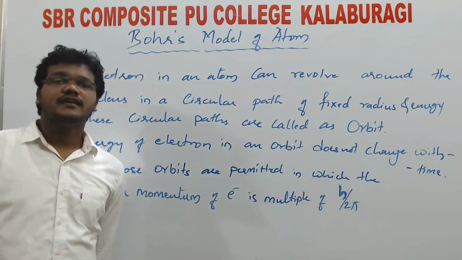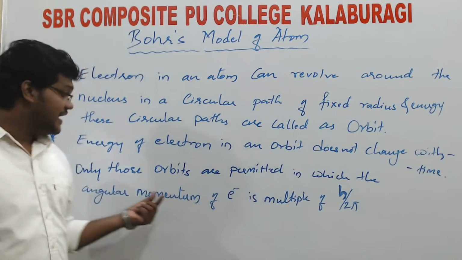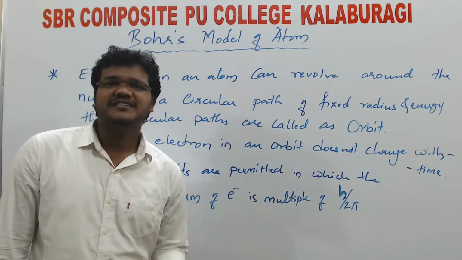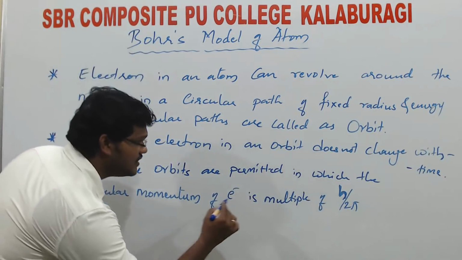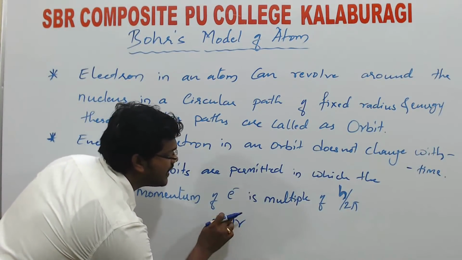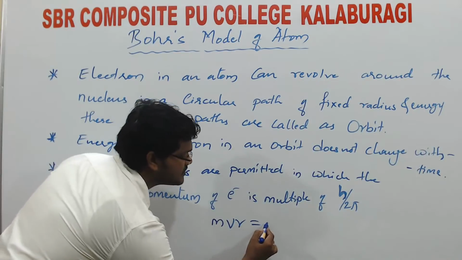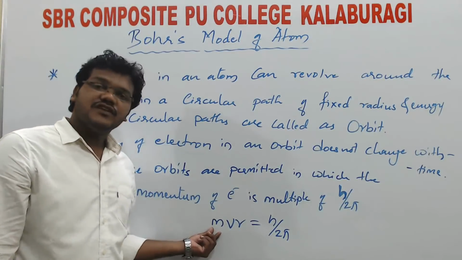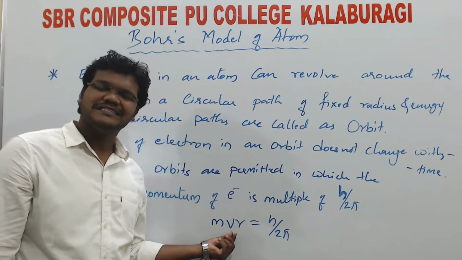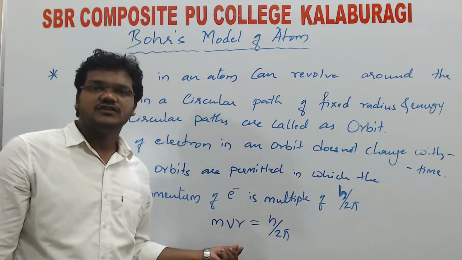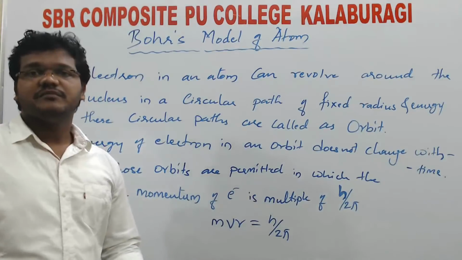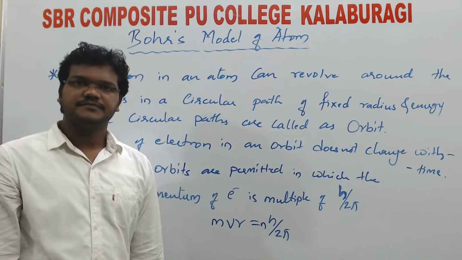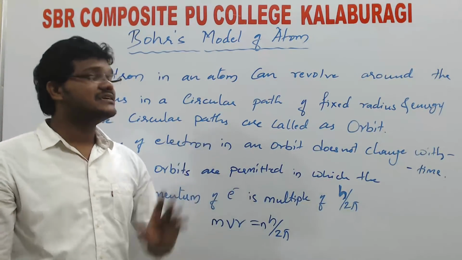So only those orbits are permitted in which the angular momentum of the electron is a multiple of h by 2 pi. Angular momentum is mvr. mvr is equal to h by 2 pi. Correct? m is the mass of the electron, v is the speed of the electron, r is the radius of the orbit, and h is Planck's constant. Integral multiple in the sense n h by 2 pi. Only those orbits are permitted. Clear?